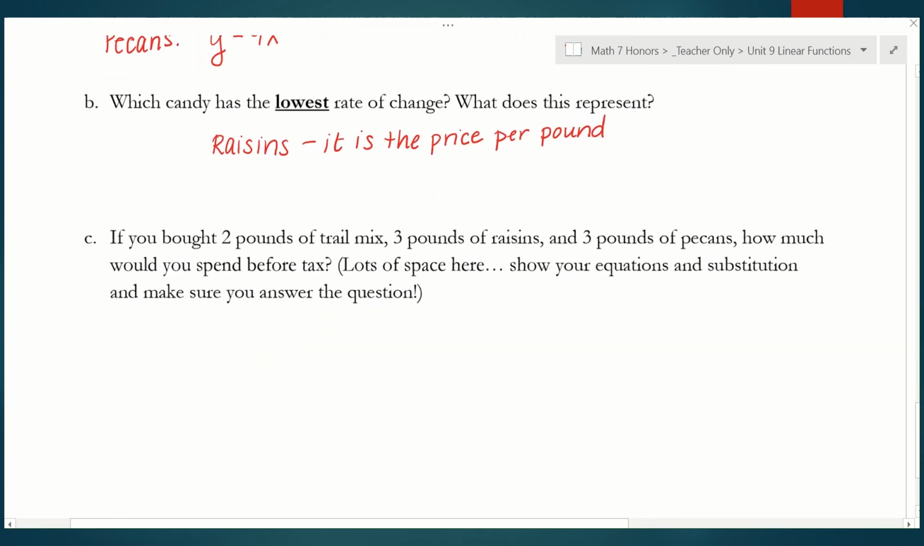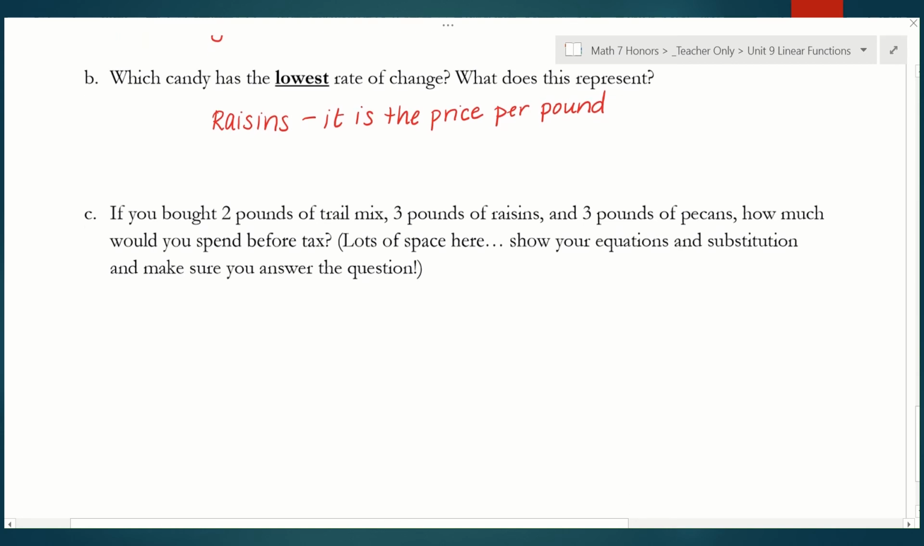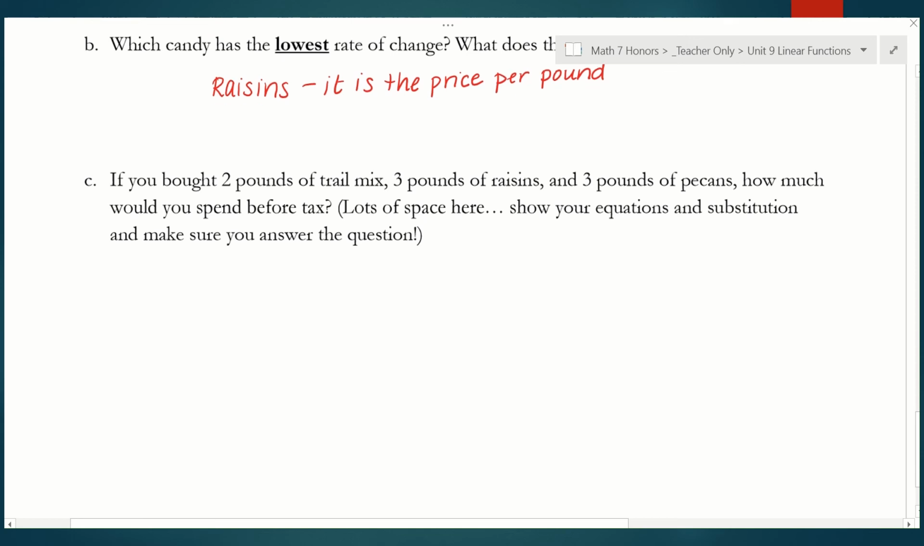All right, very last one. If you bought 2 pounds of trail mix, 3 pounds of raisins, and 3 pounds of pecans, how much would you spend before tax? It says lots of space here. Show your equation and substitution and make sure you answer the question. So I'm going to make not really a chart, but some columns here. Trail mix, raisins, and pecans.